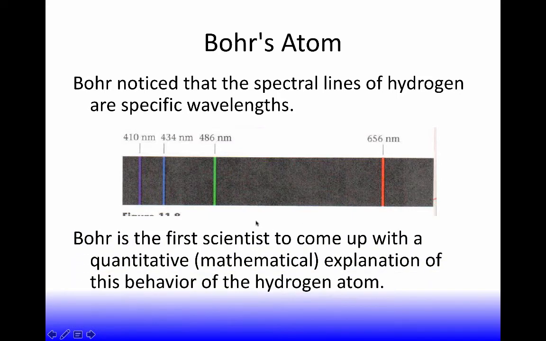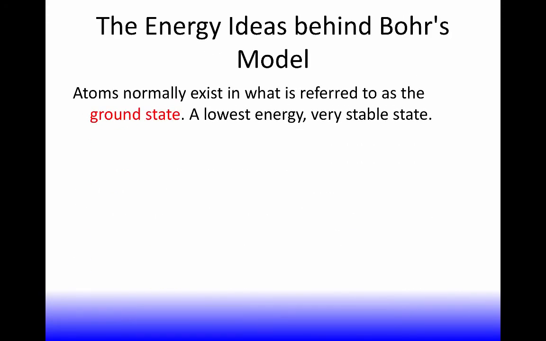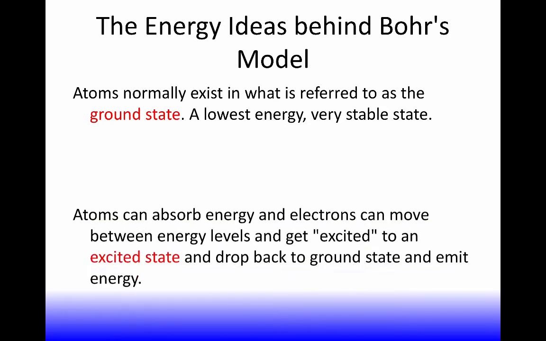Now what Bohr did is he came up with a first quantitative mathematical explanation for this behavior. He actually came up with equations that would predict the wavelength of all the visible bands, all the UV bands, all the infrared bands that were emitted by a hydrogen atom when you're bombarding it with energy, and you could see what energy was coming back out. Now, the ideas behind his model correspond with that atoms normally exist in what is referred to as a ground state, lowest energy, very stable state.